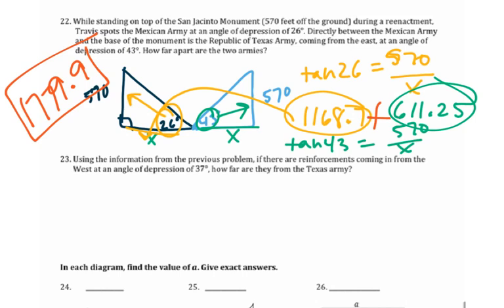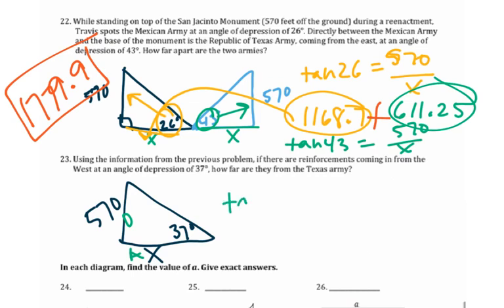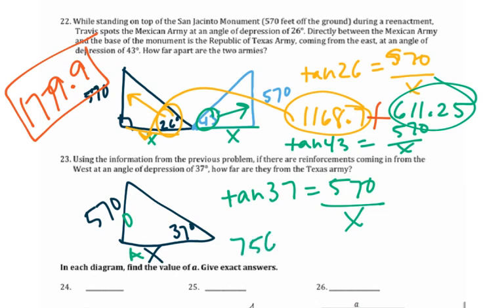Using the information from the previous problem, if there are reinforcements coming in from the west at an angle of elevation of 37, how far apart are they? Okay, so here's 37, here's the west, here's the height of the building. Again, it's tan, opposite over adjacent. So tan of your angle equals 570, opposite over adjacent. That leaves me with 756.4.